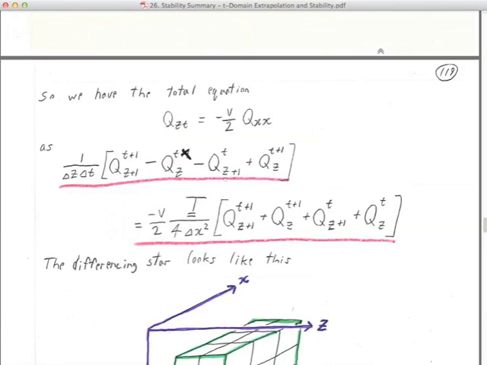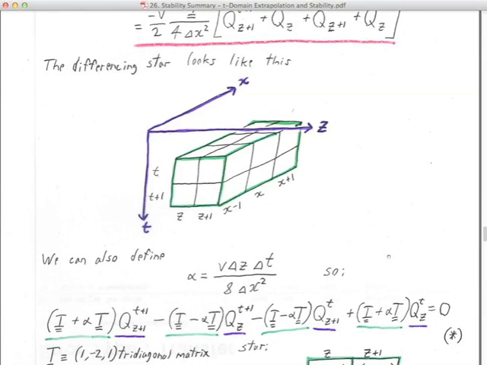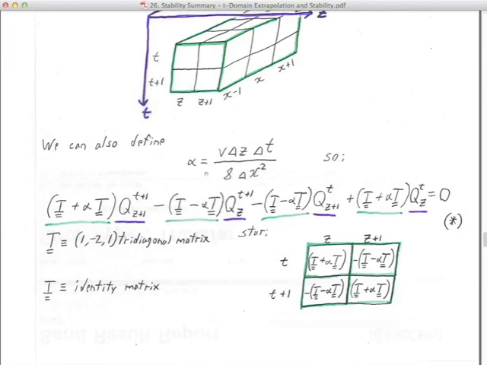Remember, in this difference equation up here, all of these q's are vectors in x. So it's convenient to have this vector form. And now let's be a little more explicit about it. We're going to identify the differencing star, so we want to come out with an equation where we combine all the terms for each different q vector and write an equation equal to 0, and identify the coefficients of each of those vectors. So we can collect all of the constants together into yet another alpha, which is V times delta Z times delta T divided by 8 divided by delta X squared.